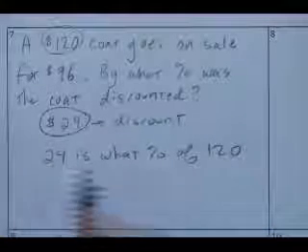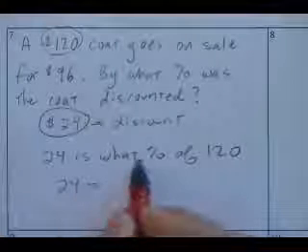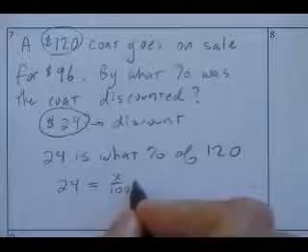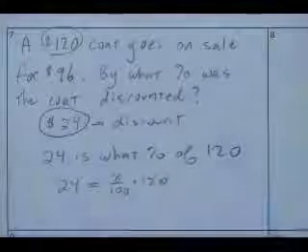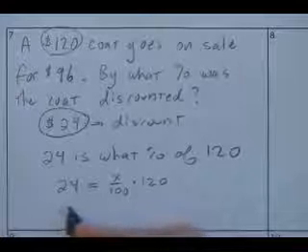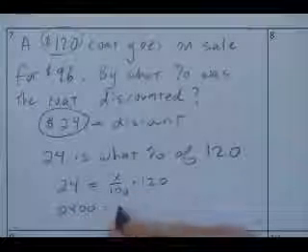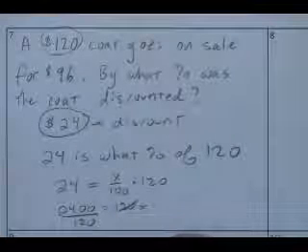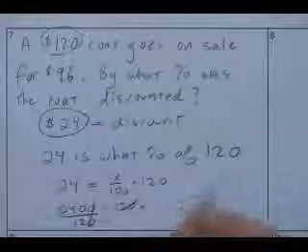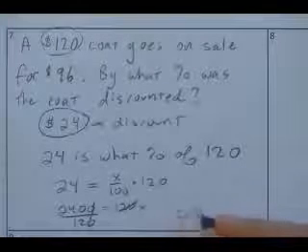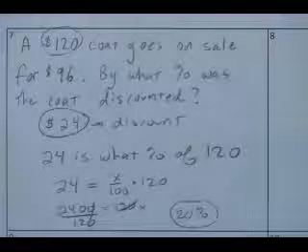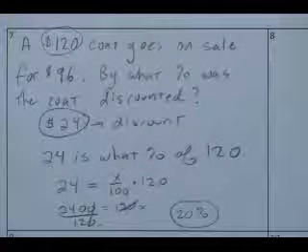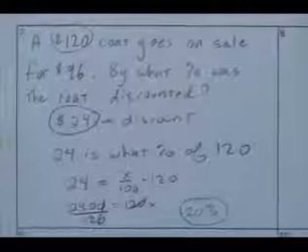24 is what percent, x hundredths, of 120. Then solve for x: multiply both sides by 100. 2400 equals 120x. Divide by 120. The zeros are gone. 12 goes into 240 twenty times. So it was a 20% discount. Isn't that great? We ended up with a 20% discount and we answered the question.